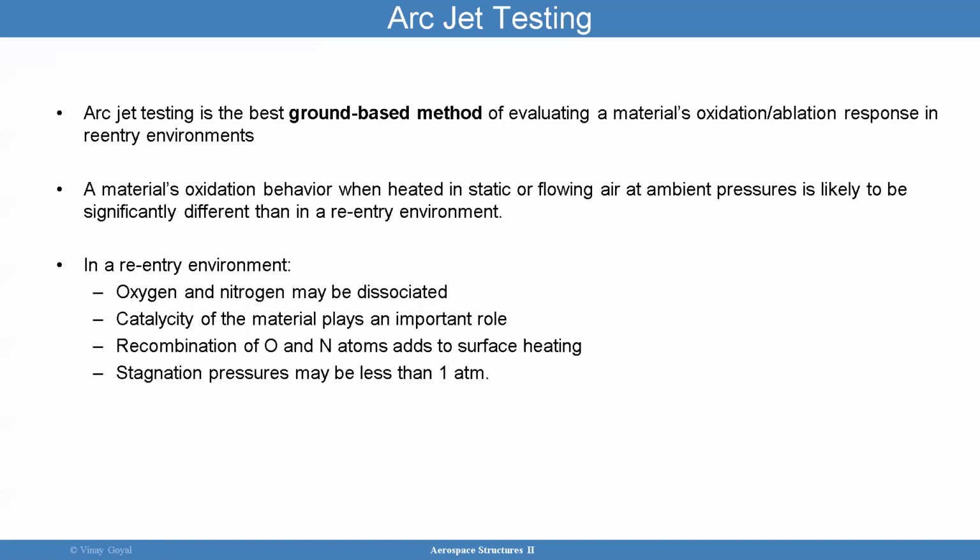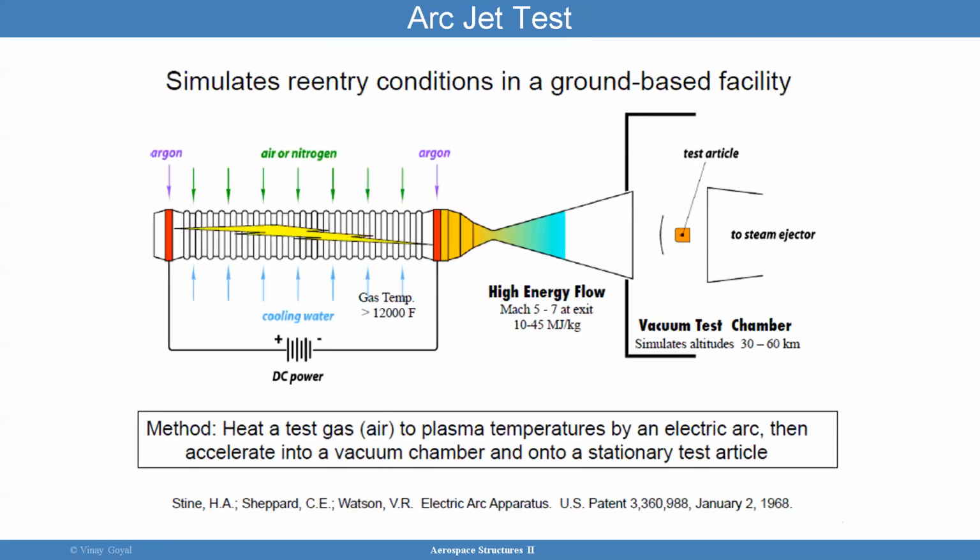In a reentry environment, you're going to have oxygen and nitrogen, which could be dissociated. Catalyticity of the material also plays a role. A recombination of oxygen and nitrogen atoms can also occur at the surface that's been heated. And then you have stagnation pressures that could be less than 1 atm. So those are the things to be considered for that. The Arcjet test is a very powerful approach.